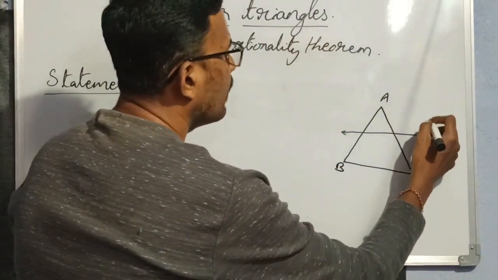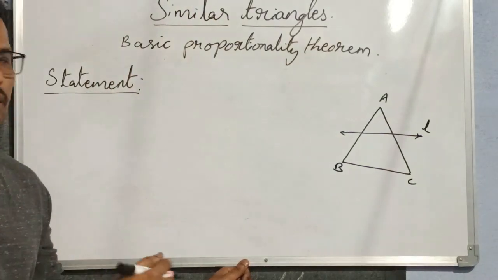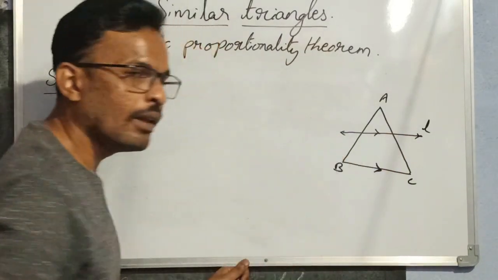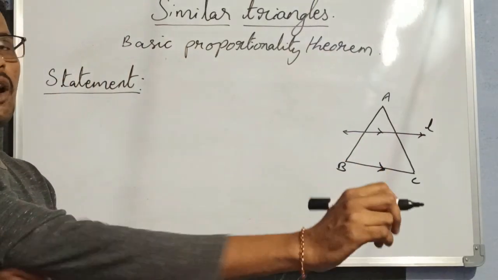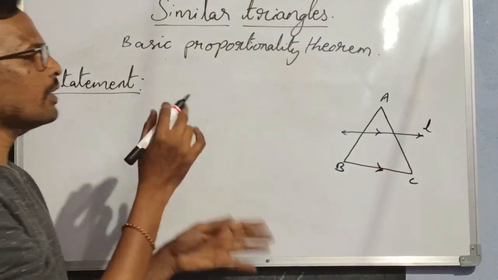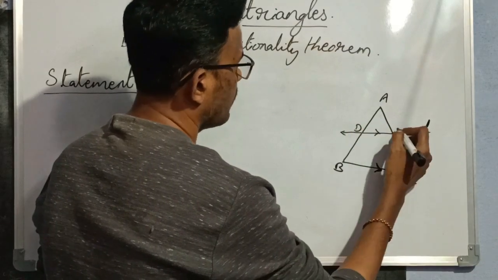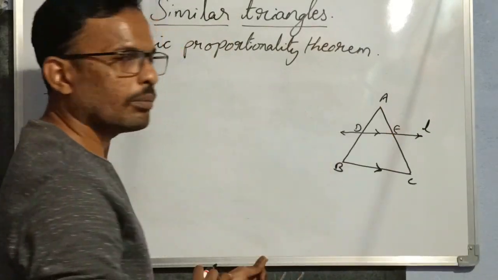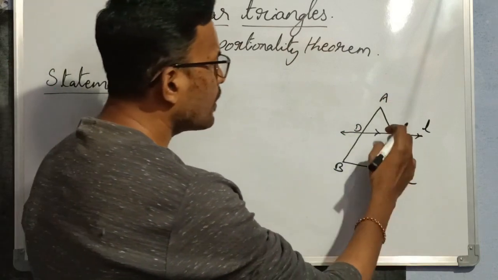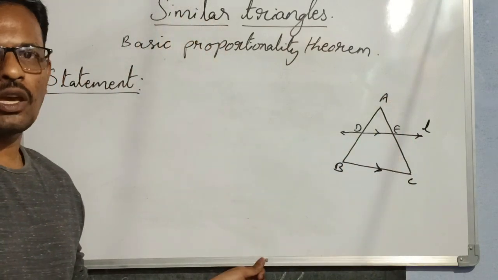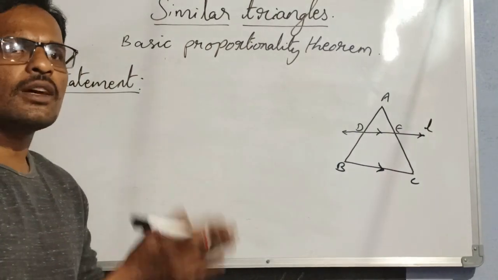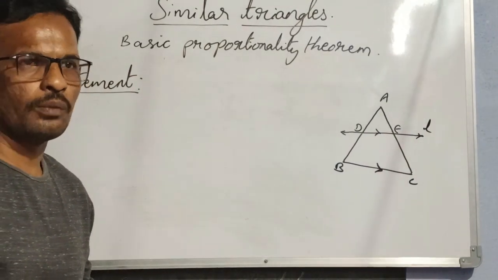Now a line L is drawn parallel to BC. How is line L parallel to BC? By intersecting the other two sides in distinct points. Means AB is intersected at point D and AC is intersected at point E. Now what this line is going to do means divides the other two sides in the same ratio.